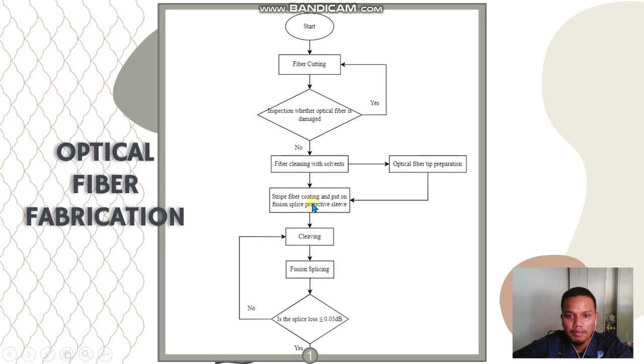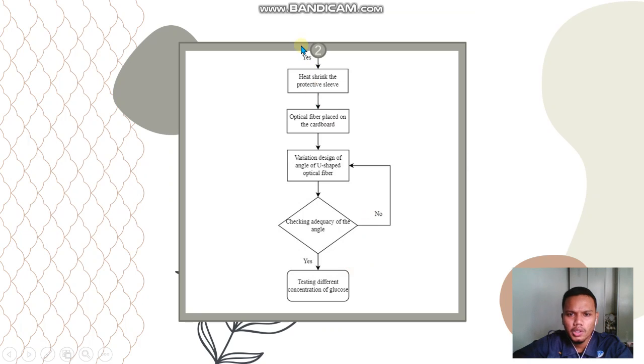Next, I will strip the fiber coating and put on the fusion splice protective sleeve to protect the fiber from breaking. Next, it will undergo the cleaving and fusion splicing method. If the splice loss is less than 0.05 dB, I can proceed with the next method. If not, I must repeat the cleaving and fusion splicing method again. Next, I have to heat shrink the protective sleeve and the optical fiber will be placed on the cardboard.